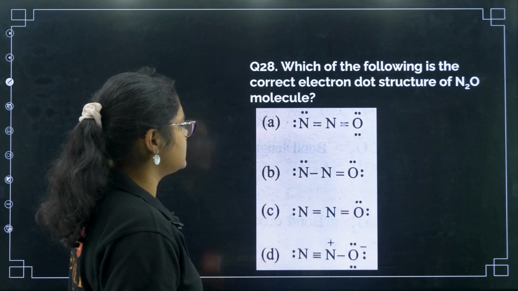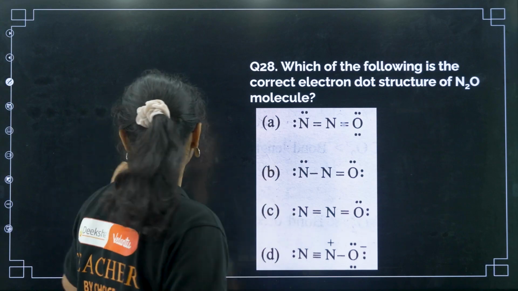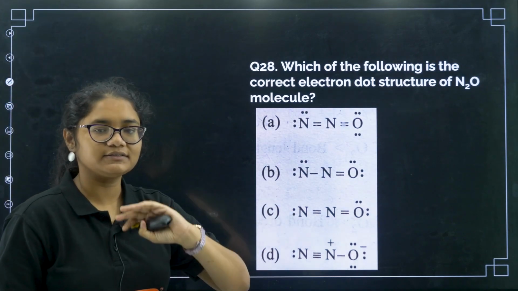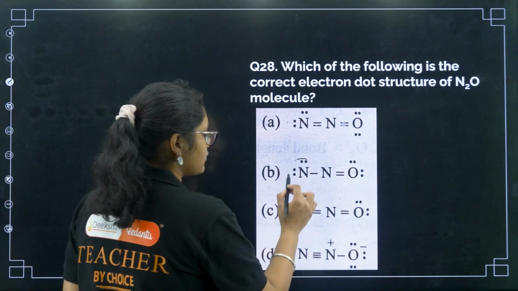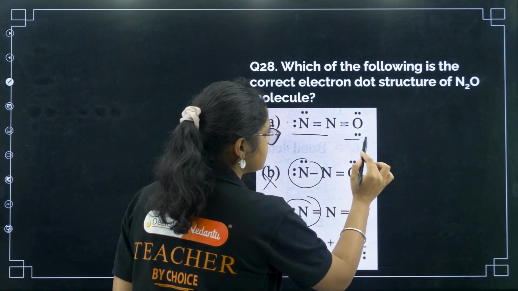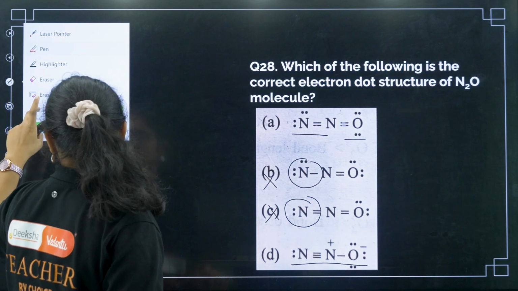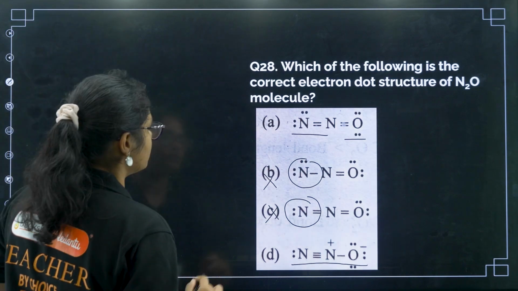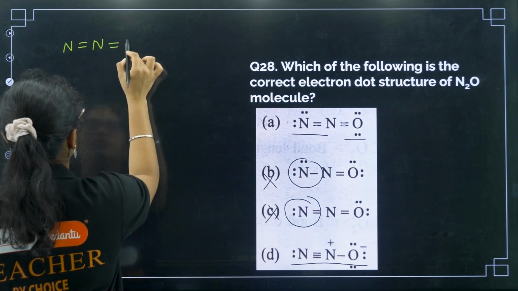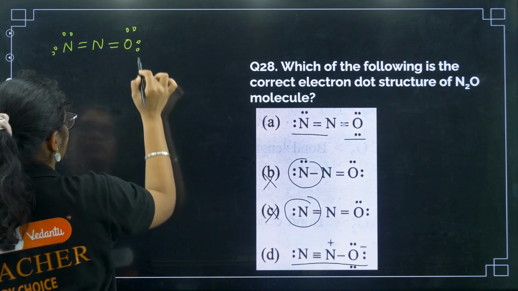Next, which of the following is the correct electron dot structure of N2O molecule? For the correct electron dot structure, the basic rule is octet should be satisfied. Here you see octet is not satisfied, octet is not satisfied, eliminate these 2 options. Here octet is satisfied, here also octet is satisfied, then how can we decide? We need to check the formal charge. Okay. So now if I draw the first compound, you have N, double bond N, then you have double bond oxygen and you have 1, 2 and 1 and 2, right?